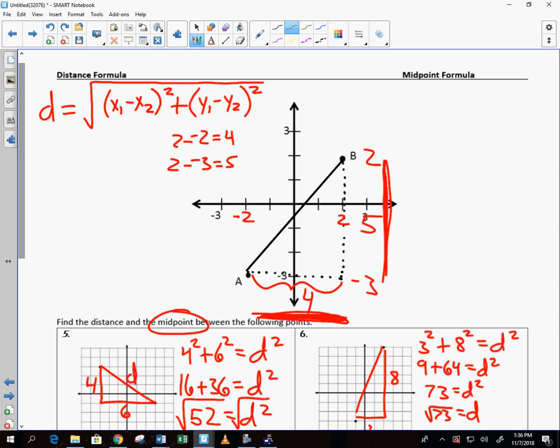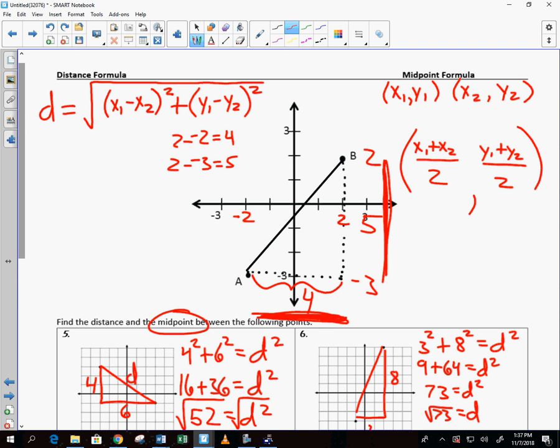Suppose you have the coordinate x1, y1, and suppose you have the coordinate x2, y2. There is a midpoint that we can produce, and we simply go like this. It's a coordinate. How do you find the x value of the coordinate? You add the x values and divide by 2. What do you think we do for the y values? You add the y values and divide by 2.